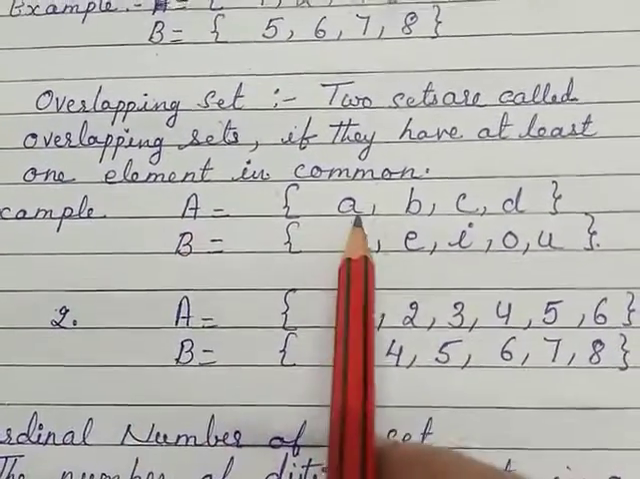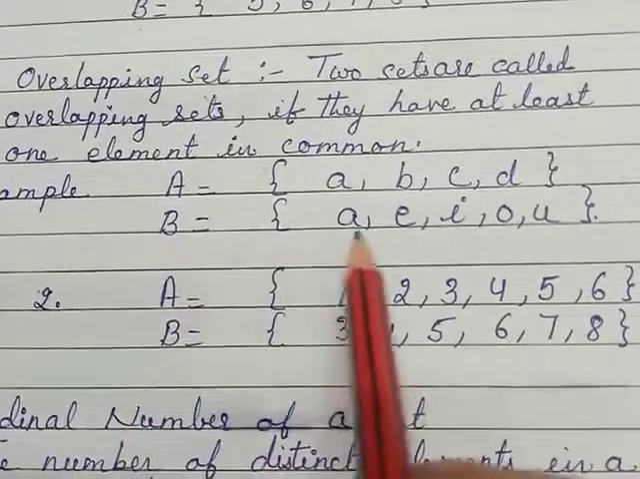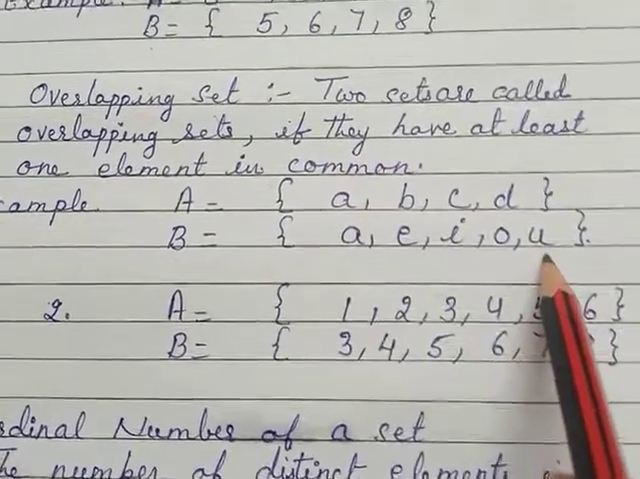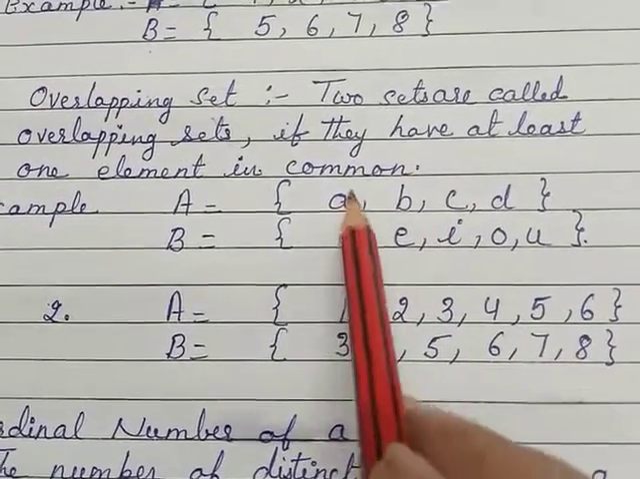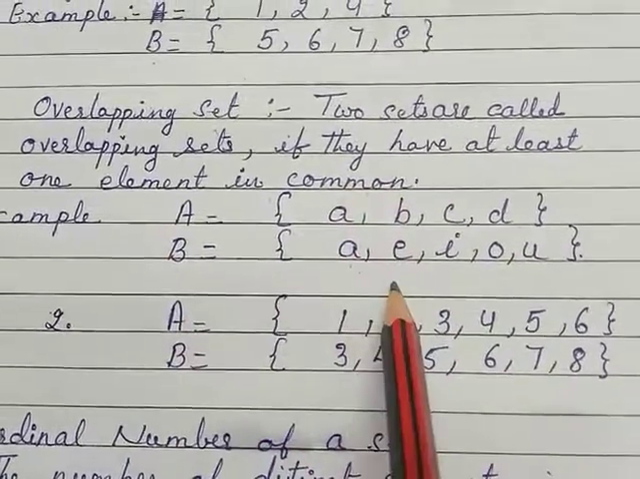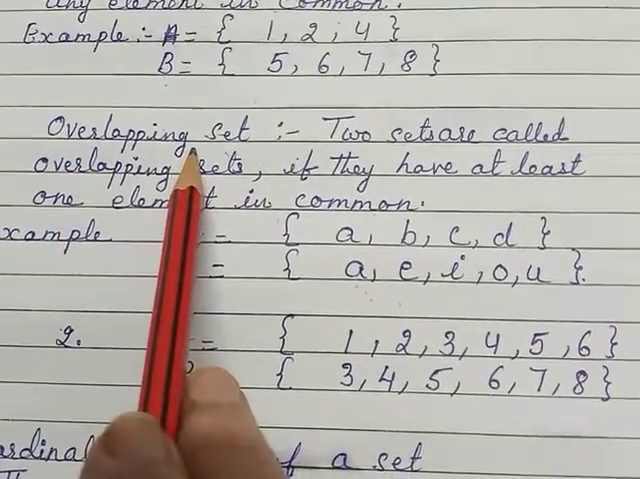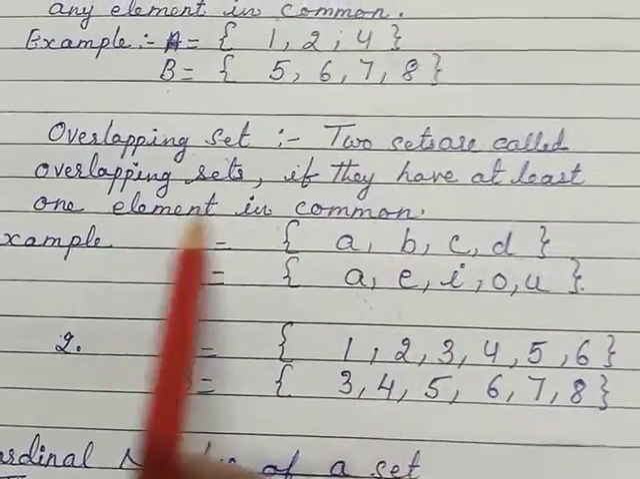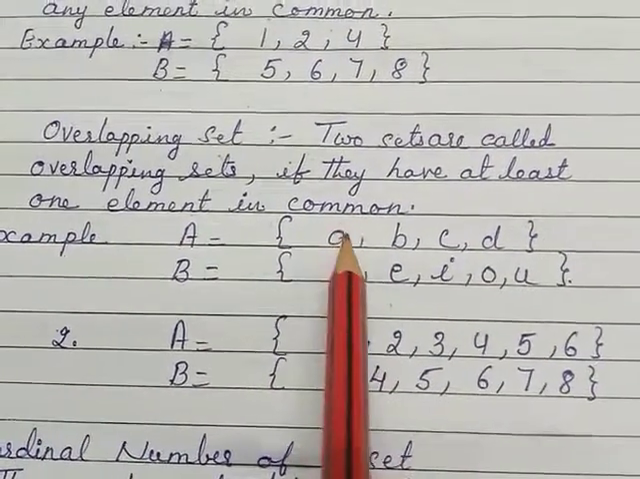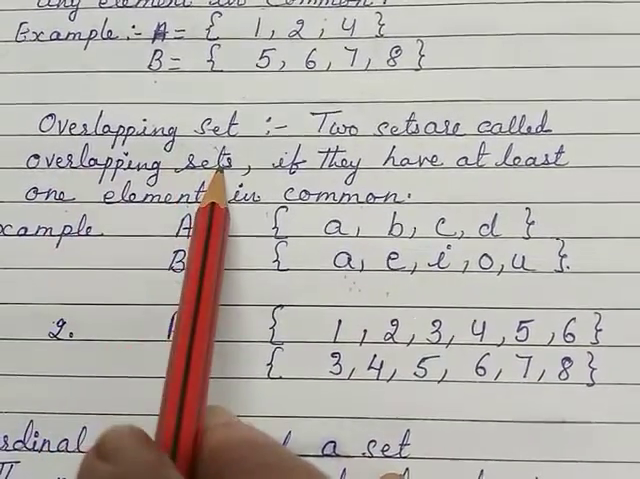Set A has A, B, C, D as elements, and set B has A, E, I, O, U as elements. So the common element in both the sets is A. Only A is common in both the sets. So one element we have in common, so this is an overlapping set. As it is written here, they have at least one element in common. If at least one element is there in common, then it is known as an overlapping set.